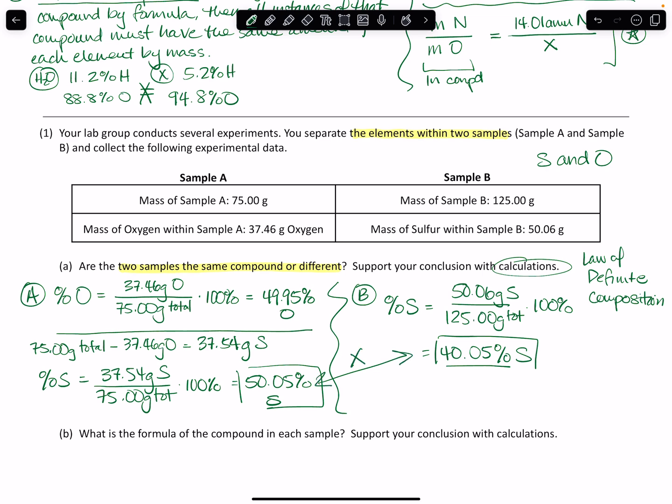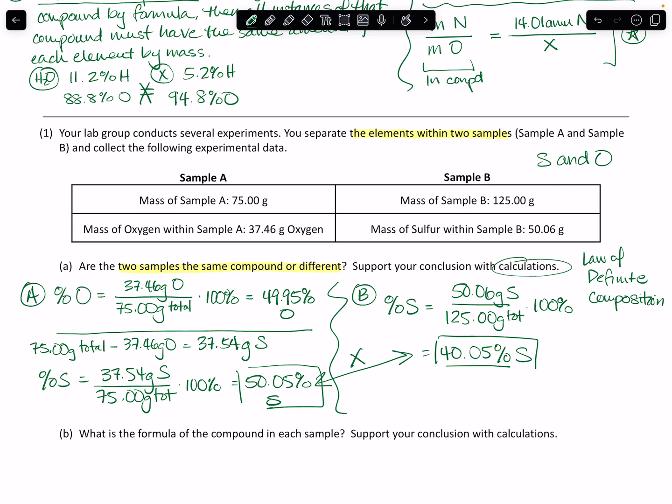So I look at this amount and then the amount in compound A, and those two are not the same. Now, I can go ahead and do the percentage of oxygen if I like, but it's not really necessary, because once I determine that one of the elements is not the same by mass, then the compounds cannot be the same. So I can stop right here.